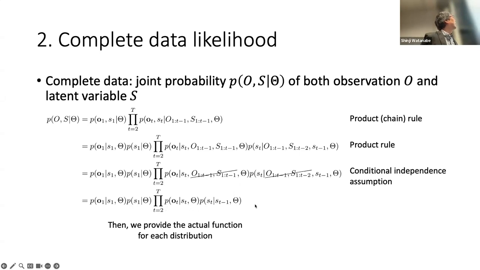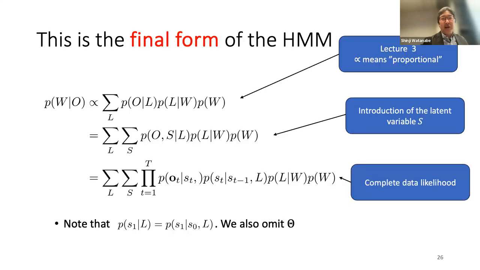With this HMM structure, we can derive this probabilistic equation. From here to here, it is quite simplified, right? So now we can fully factorize each probabilistic function over time, which is good for tackling this kind of problem. However, what is this observation given the state, generating the observation, and the probability of the state? We have to provide the actual form of the distributions for these. That will be explained later, but this is the final form of the HMM.